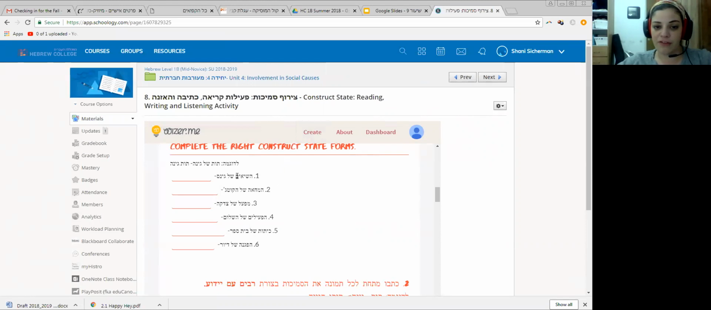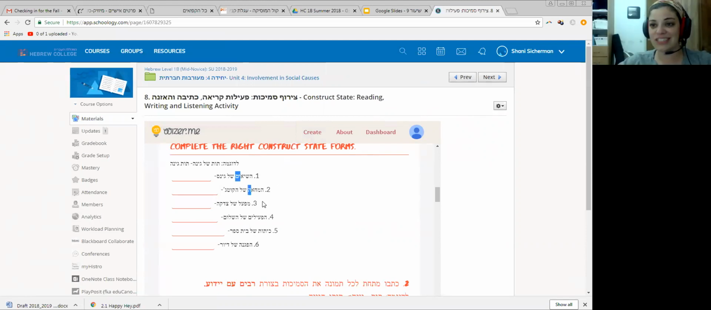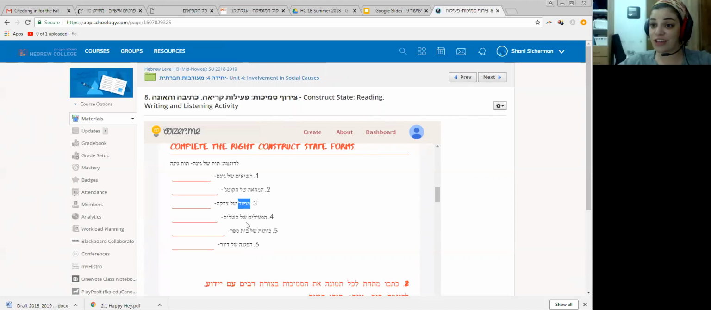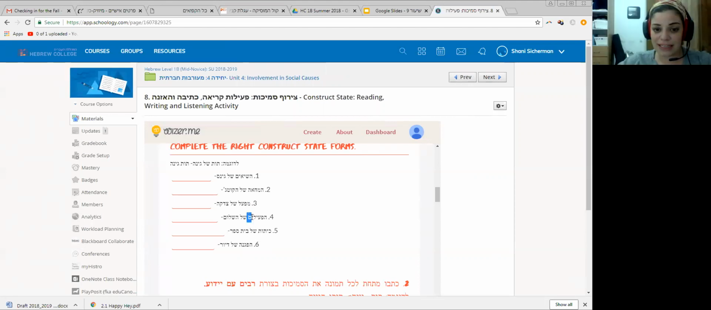For example, here if we see a yud mem at the beginning, yud mem usually means masculine plural. Masculine. Right? Here, ending with a hey usually means feminine singular. Here mif'al, what do you think mif'al is? I think that's masculine. Singular or plural? Singular. You are correct. Good. Okay, now look at pe'ilim. Look at that yud mem at the end. What do you think that word is?